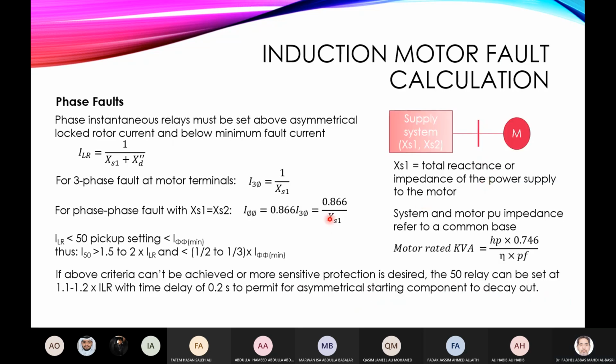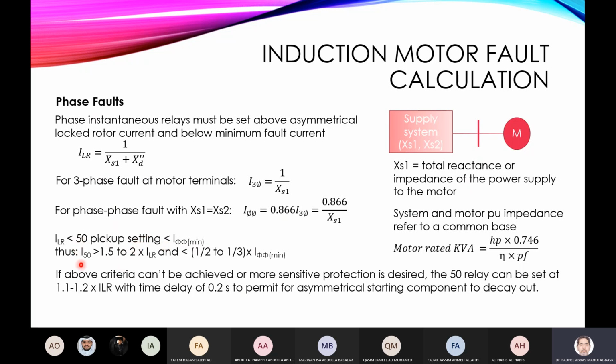I also have to say that there should be a margin between the lock rotor current and the three-phase fault currents. This margin gives us a range between which I can choose the pickup setting. So if I want to use an instantaneous relay, then this instantaneous has to be above the lock rotor current and below the minimum fault currents, so that the minimum fault current will be detected and trip instantaneously.